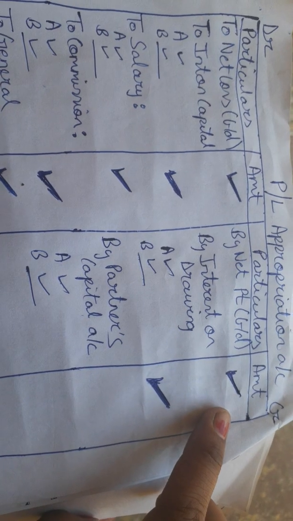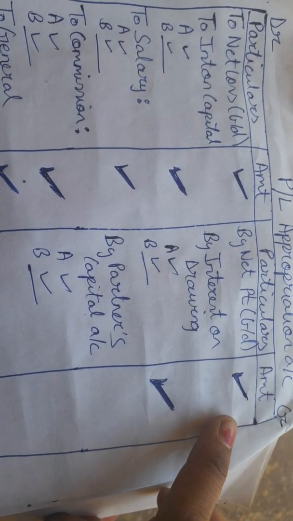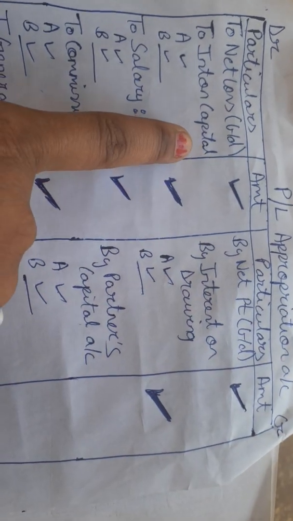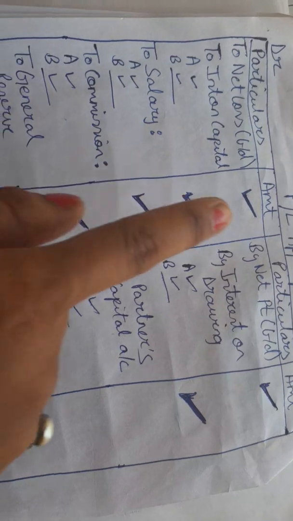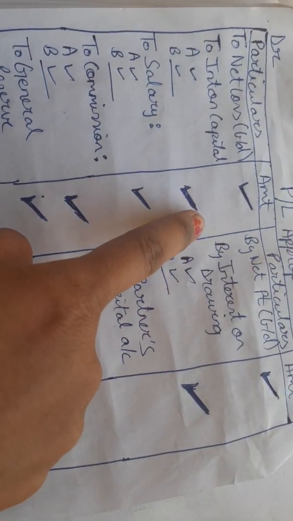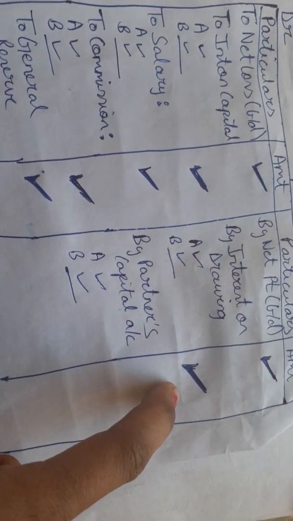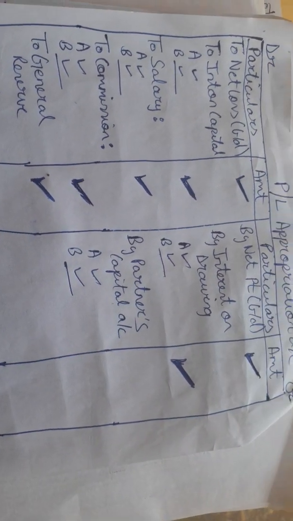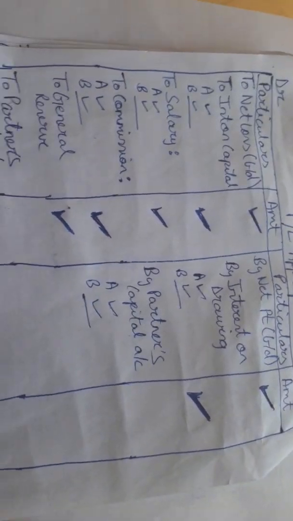Just in case if there is loss in profit loss account, it will come on the debit side of profit loss appropriation account. After noting all these entries, that is loss, capital, salary, commission, profit, interest on drawing, total of debit side and total of credit side is done.